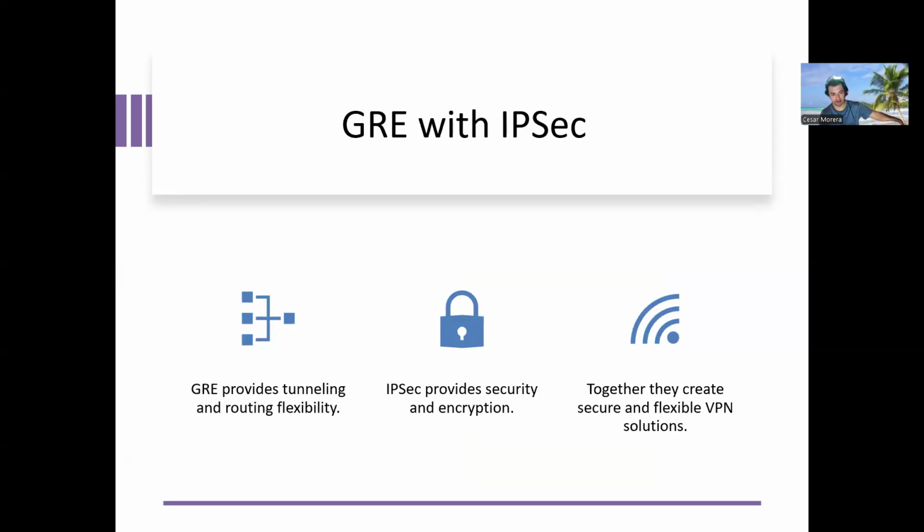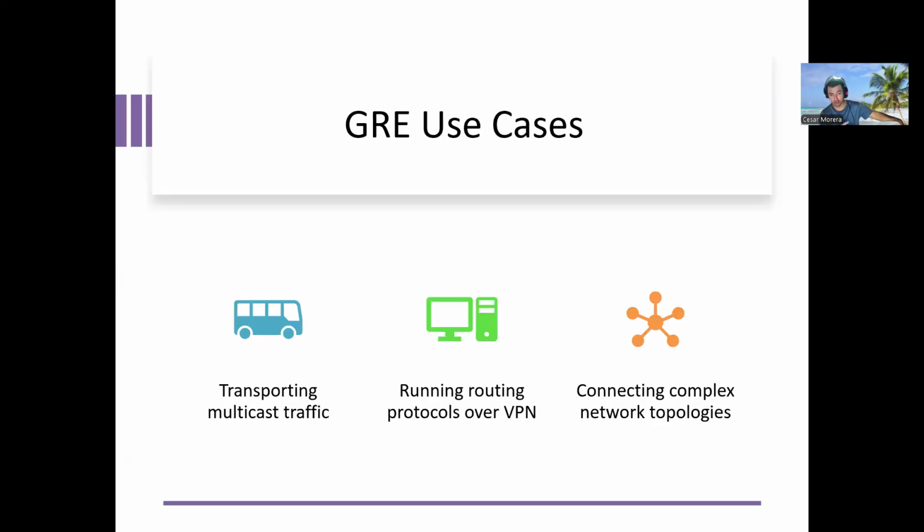GRE with IPSec. GRE provides tunneling and routing flexibility. IPSec provides security and encryption. Together, they create secure and flexible VPN solutions. GRE use cases: transporting multicast traffic, running routing protocols over VPN, and connecting complex network topologies.